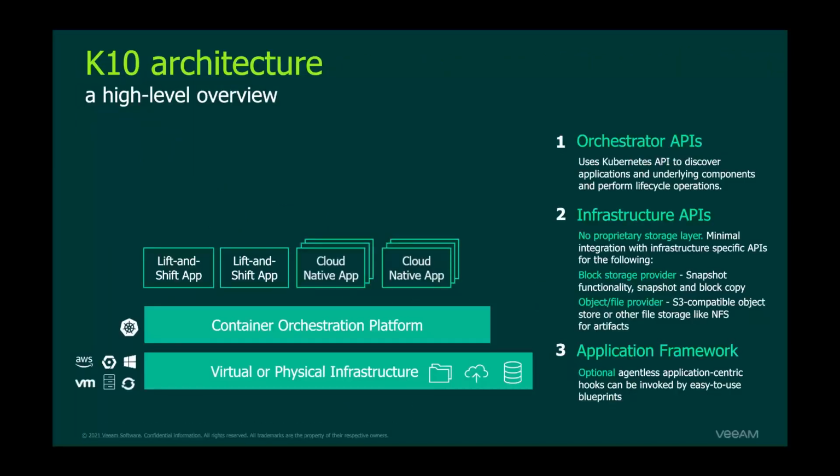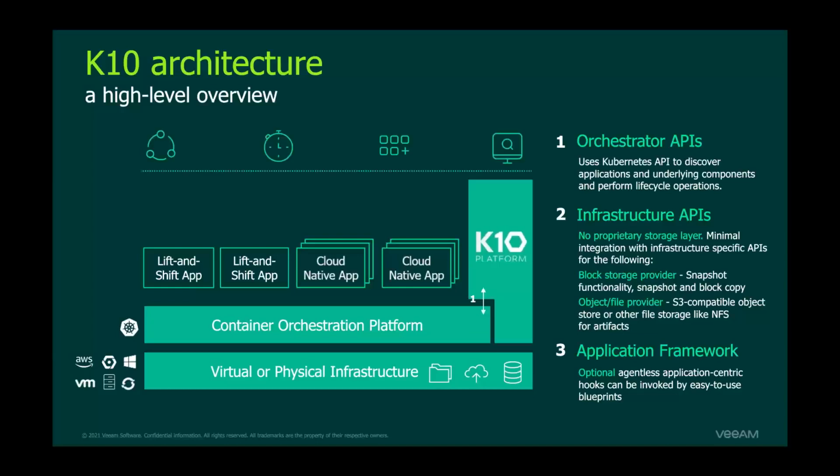And this is a small overview of the Kasten architecture, and most specifically about the different layers we interact with. Obviously, the first layer is the orchestrator layer, the orchestrator API, the Kubernetes API. We use the Kubernetes API to discover all the applications, all their components, and perform all of our operations, as I mentioned previously.